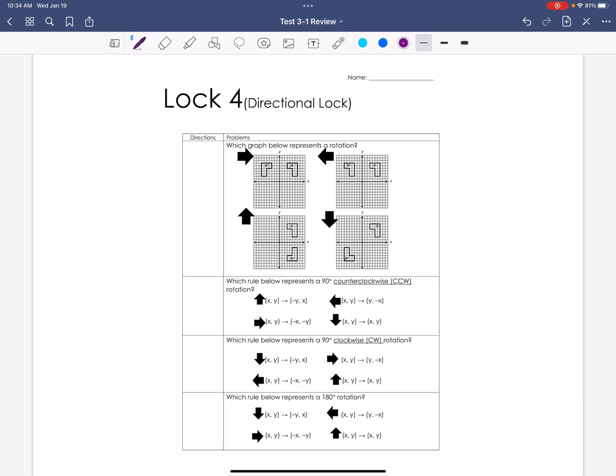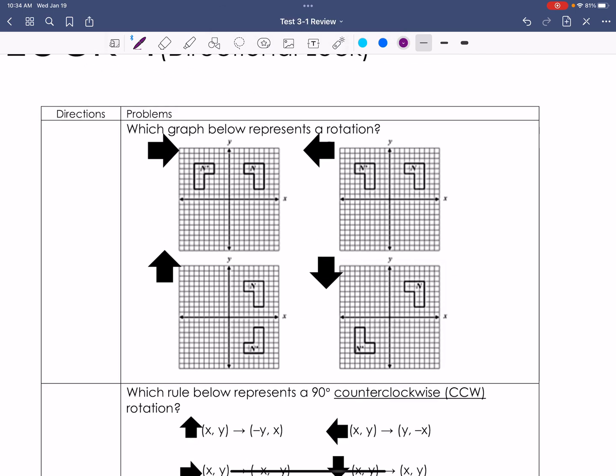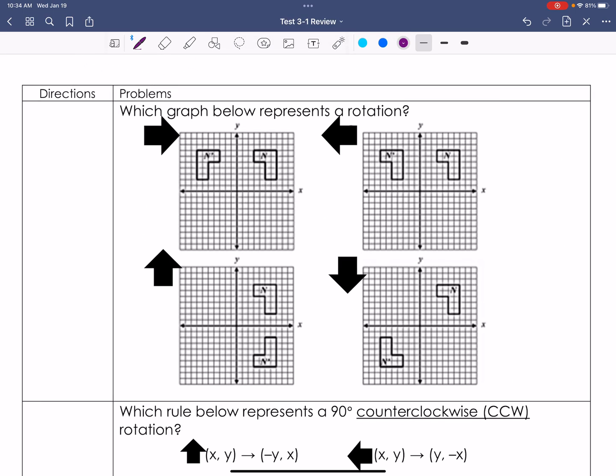Test 3-1 review, this is going to be Lock 4. So for our first problem here, it says, which graph below represents a rotation? Now, a rotation is a turn.